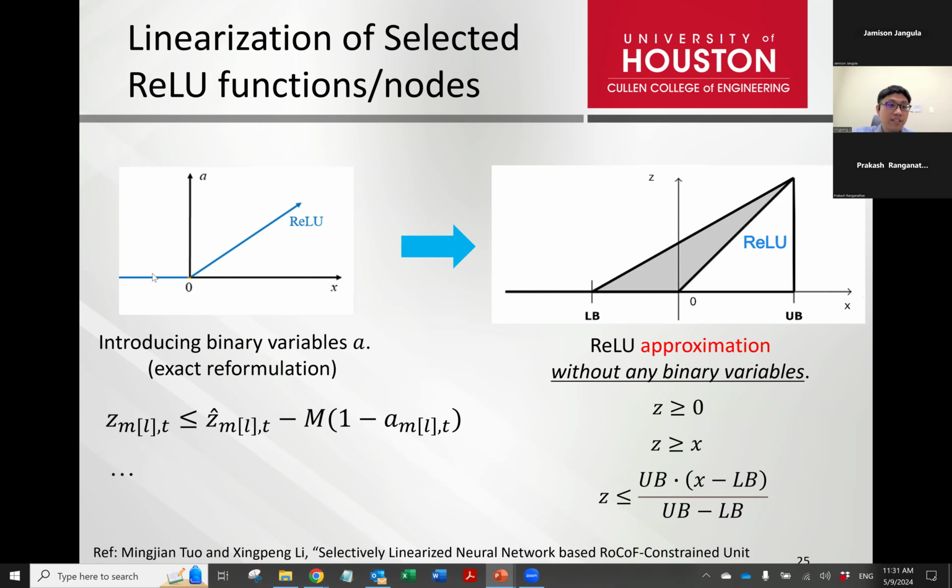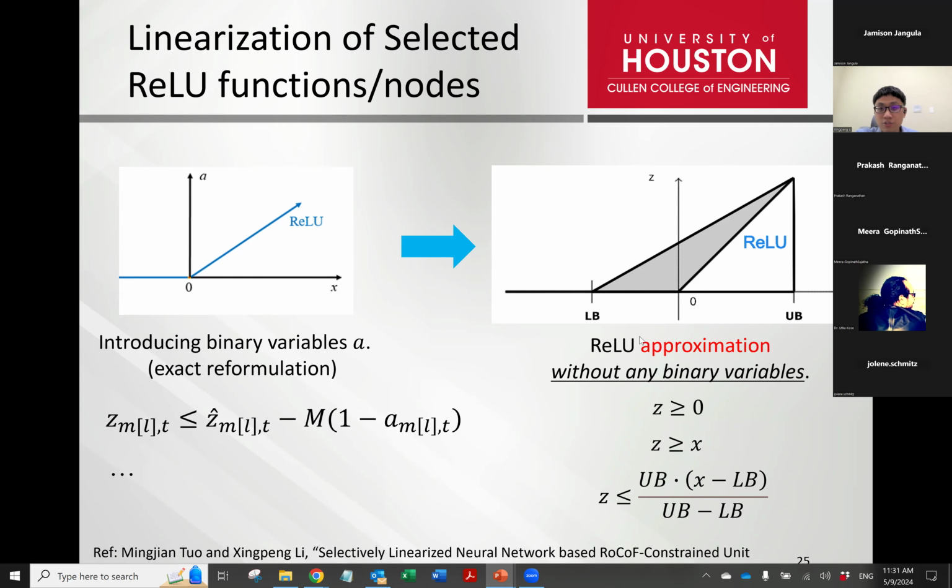In our work, we pick ReLU as the nonlinear activation function. It's pretty straightforward. If the pre-activated value is negative, we set the post-activated value as zero. Otherwise, if it's positive, we just use the same value. So this is the nonlinear ReLU function we use in our machine learning model. We can do some approximation. One approximation is to find the lower bound and the upper bound of the pre-activated values. Then we create a triangle to replace the ReLU. With this triangle, we just need three linear equations, so everything is linear. We don't need any binary variables.